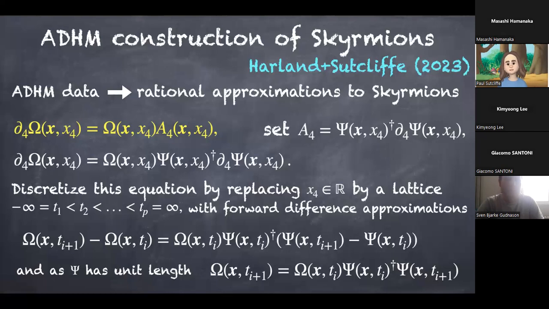So let me discretize this equation. So I'm going to replace x4, which covers the whole real line, by a lattice. So I'm going to have a lattice of P points. So let's call them T1 to TP.